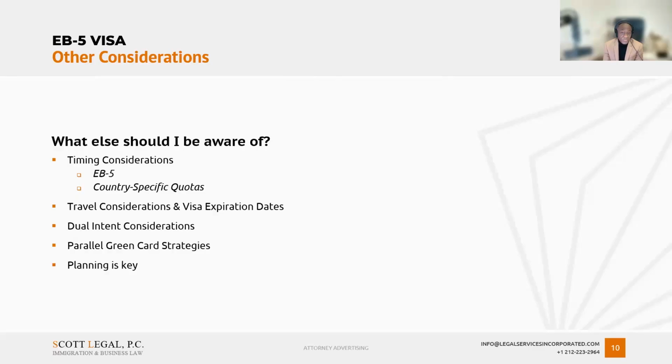And if you're on a TN visa or something like that, that's not a dual intent visa. So once you file the EB-5 petition, you do have to be conscious of applying for a renewal once that's been filed. You do have to make sure you're paying attention to what you're doing.